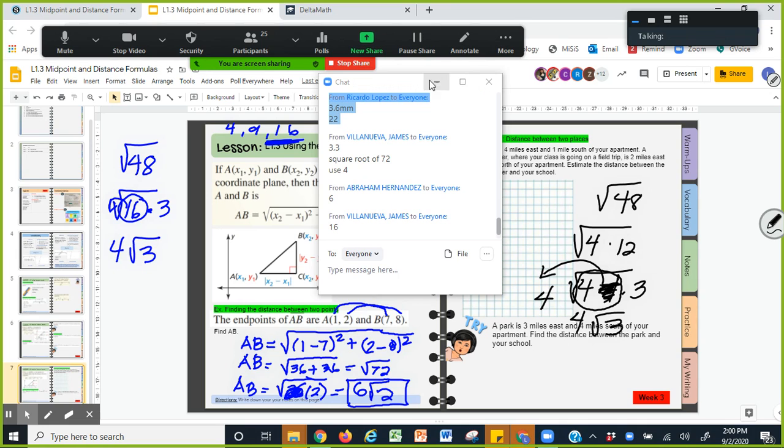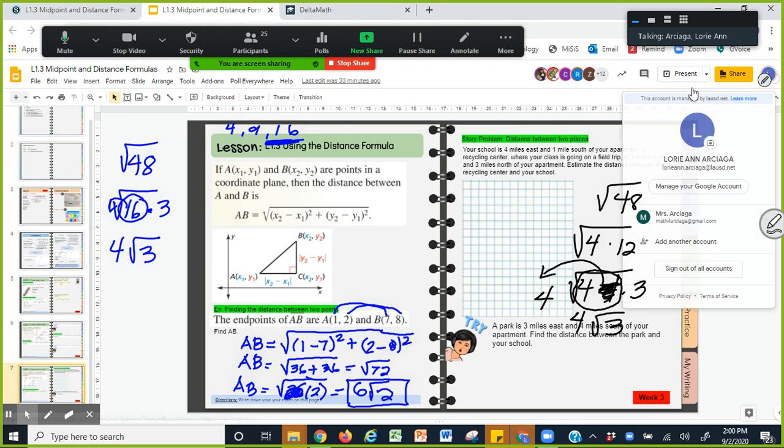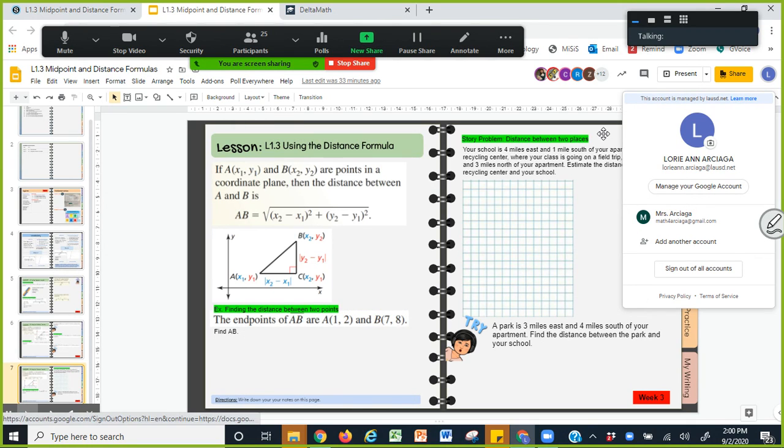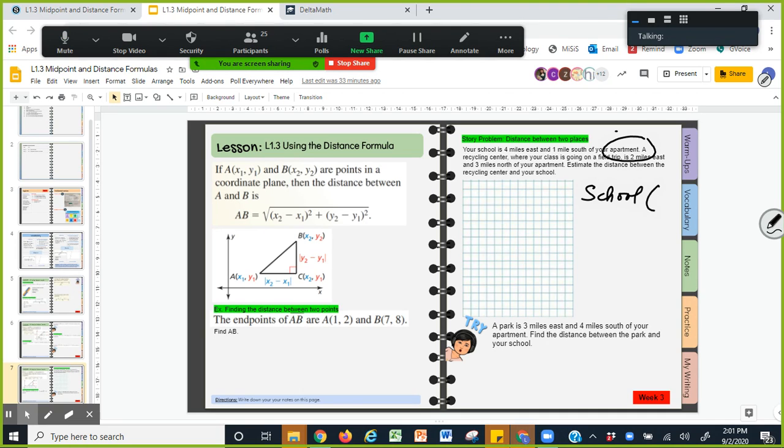All right. So let's just look at one last example. Oh, how do I erase this? Clear ink. Okay, so we have here an example in which your school is 4 miles east and 1 mile south of your apartment. So what does that mean? We're going to assume that your apartment will be at the origin. Okay. So that's the beginning point.